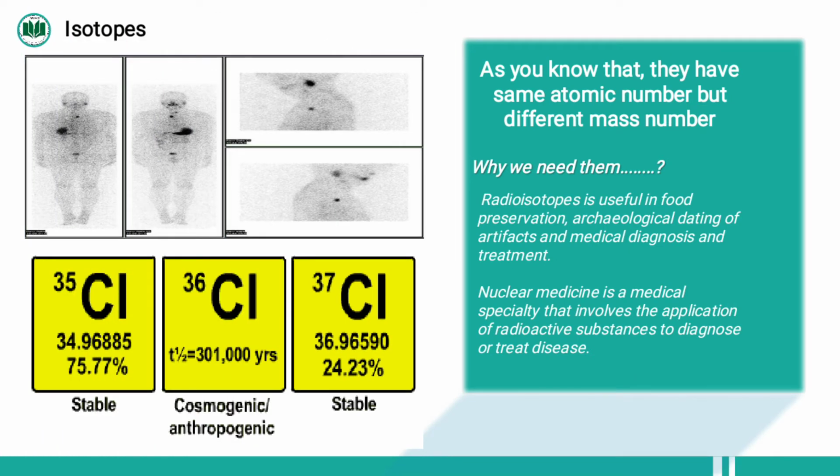Before starting, let's revise our previous concept about the isotopes. Atoms having the same atomic number but different mass number are called isotopes. But why do we need them? Radioactive isotopes have great medical significance. They can be used in food preservation for a long time, archaeological dating and medical diagnosis. For example, iodine-131 is used for the treatment of goiter, and many other radioactive isotopes are used to locate the position of a tumor or cancerous cell in the body.